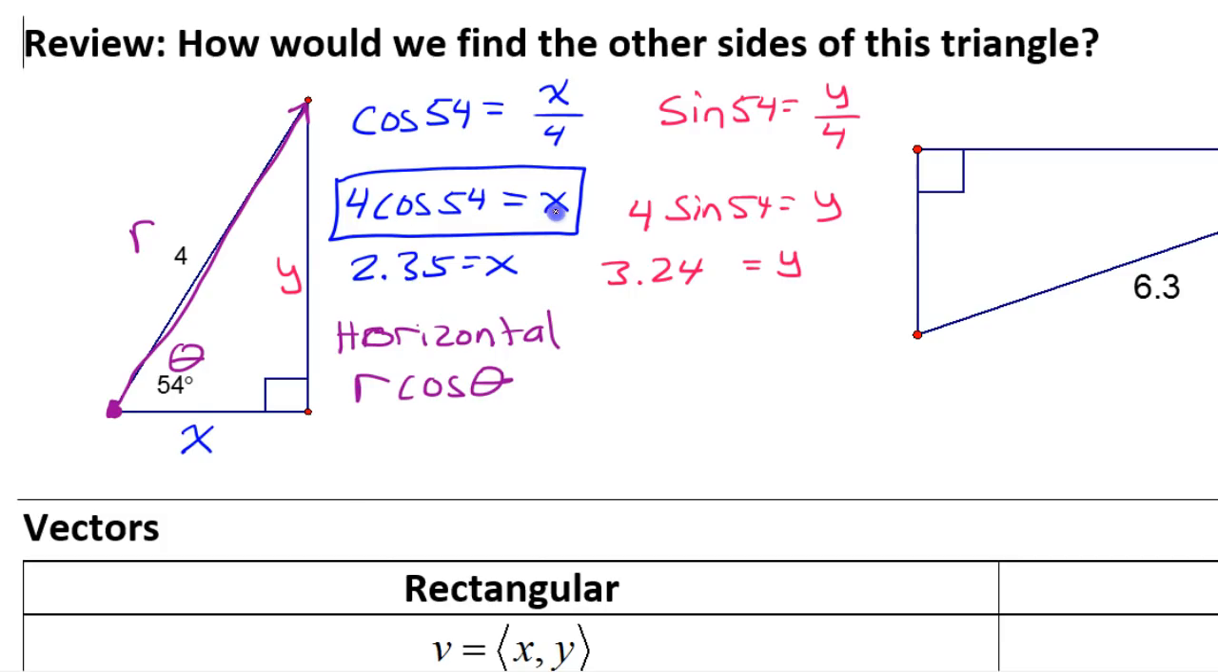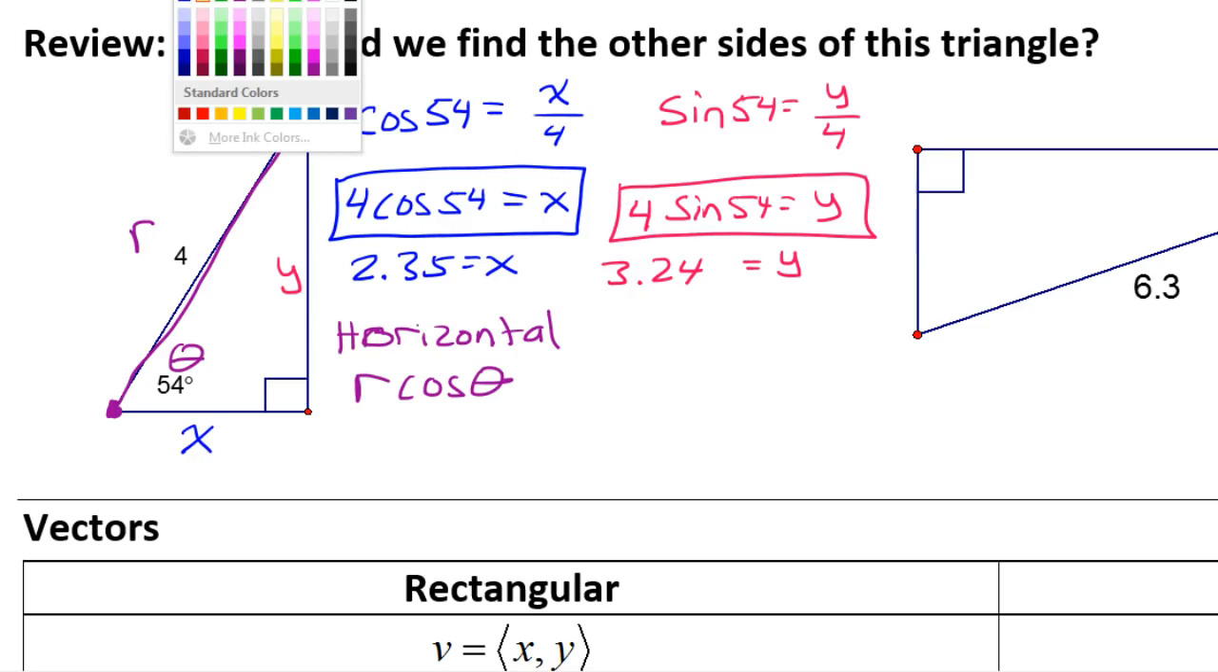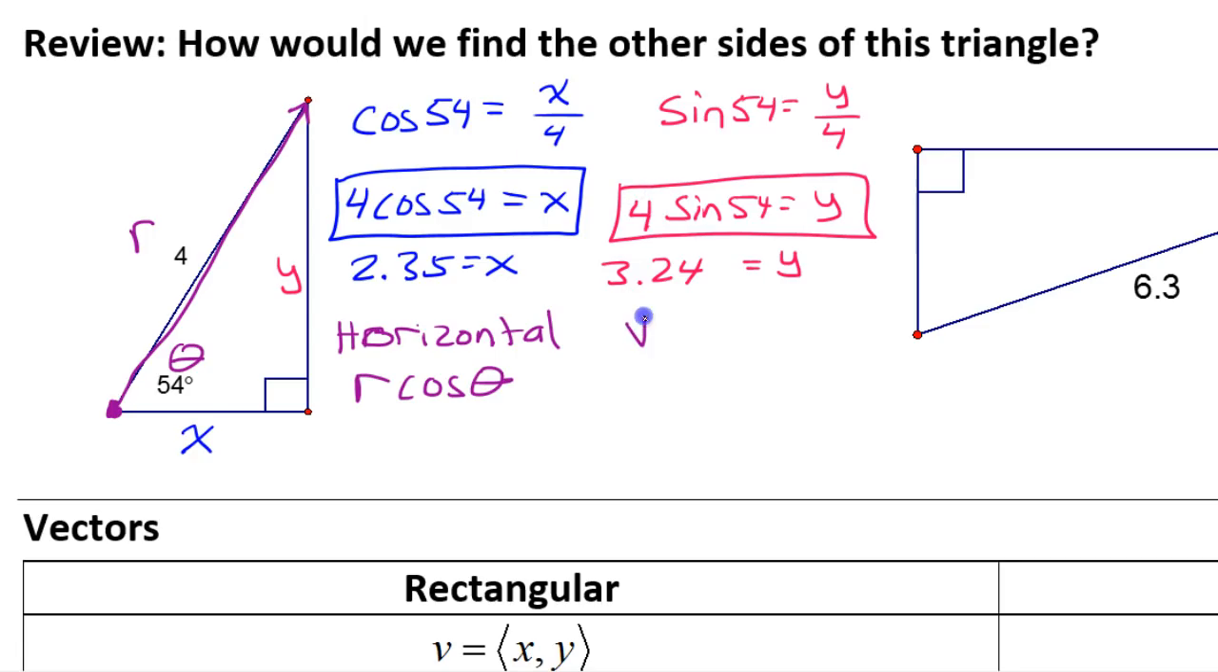The horizontal component is always r cosine theta, and that's what we had right here. I wanted x, the horizontal piece, and it turned out to be 4 cosine 54. That's r cosine theta. On the other hand, focus on the vertical piece, which is right here. The vertical component is always r sine theta. And you can see that's just what happened here. 4 sine 54. That was r sine theta. So keep that in mind.